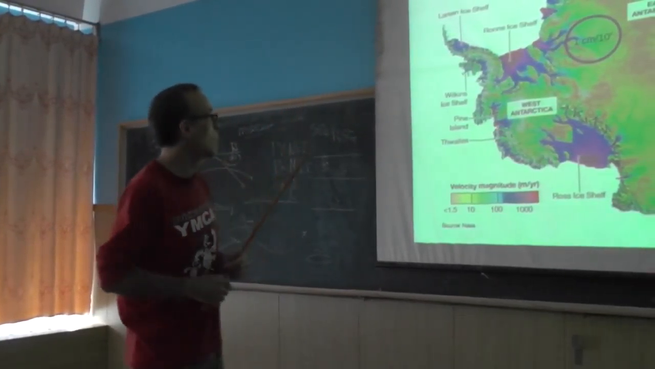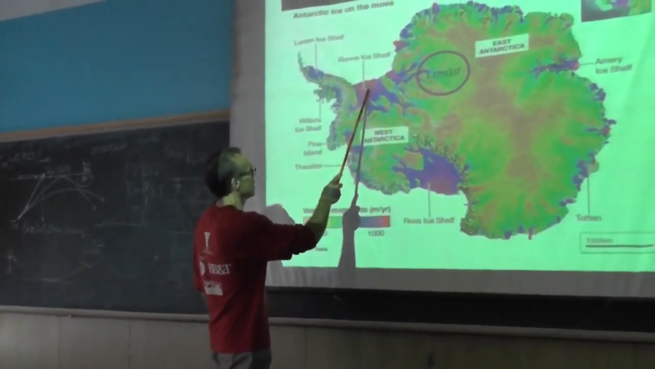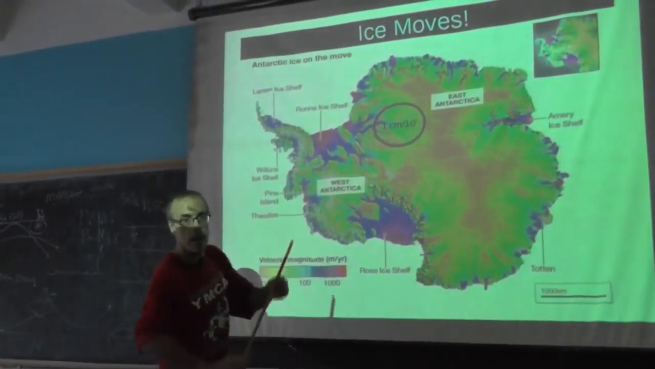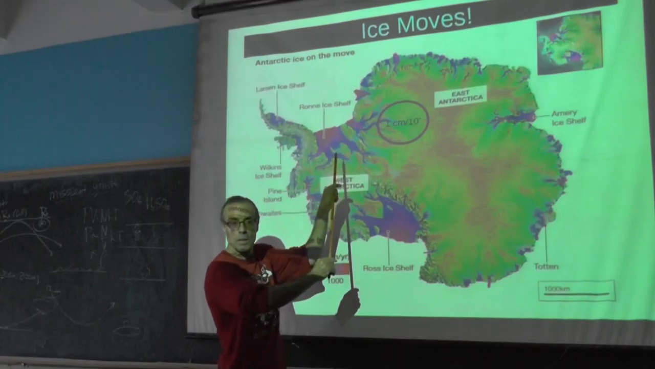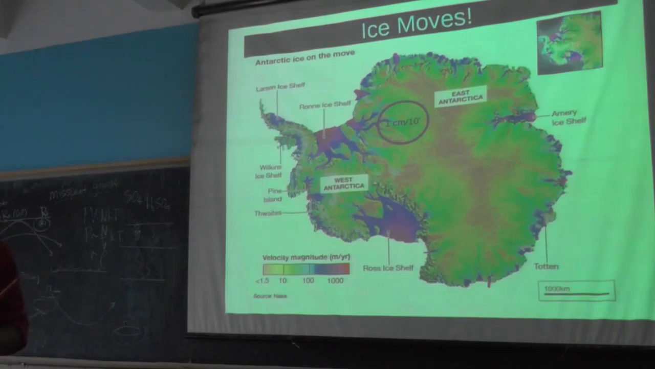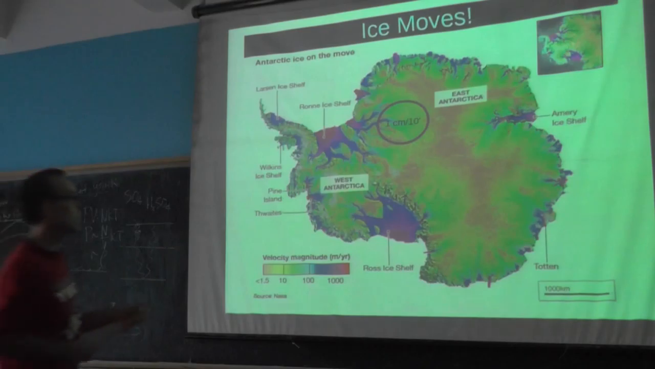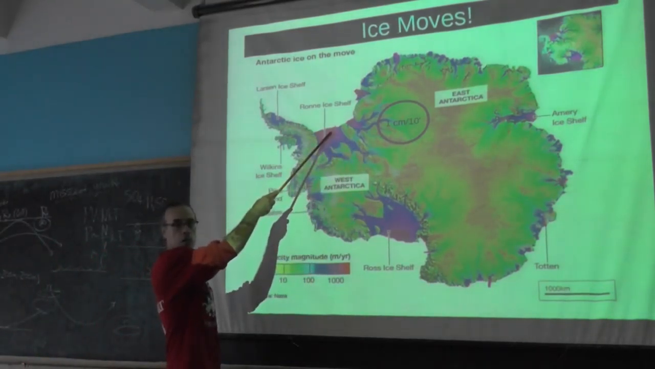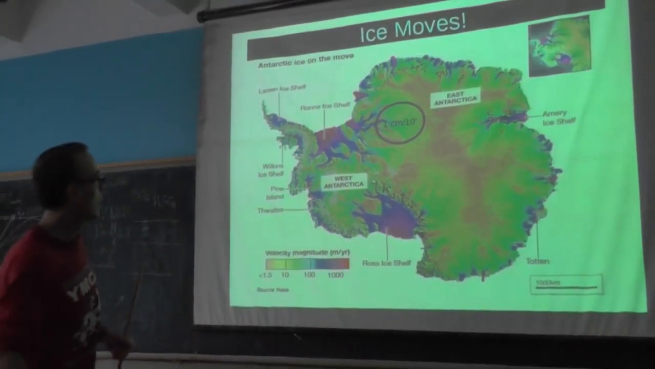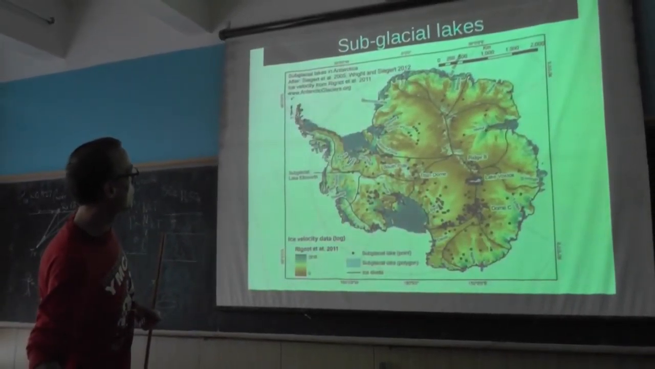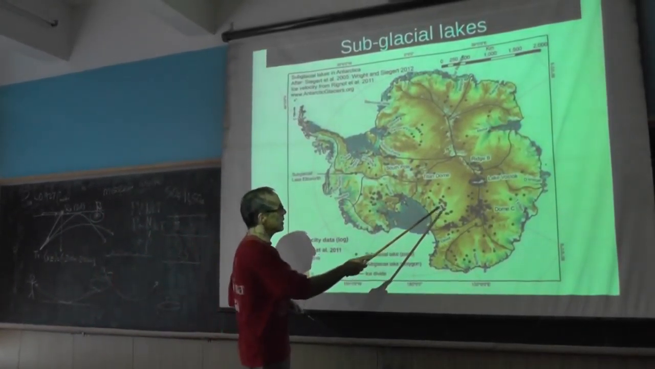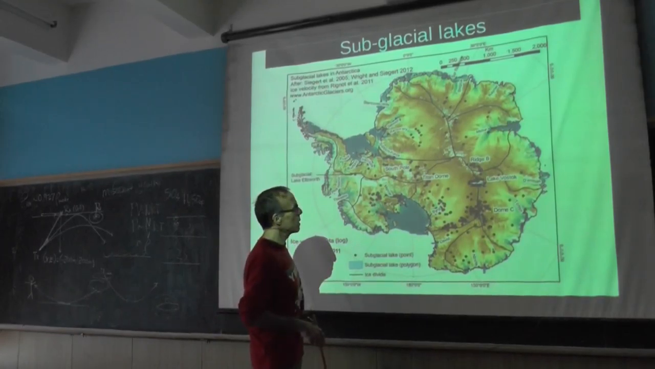There's a lot of concern, of course, that if you look over here in West Antarctica, particularly at the Ross Ice Shelf, there's a lot of outflow of the ice. And when you hear about the effect of global warming and the effect on the ice sheet, it's particularly because there's so much ice which is leaving and is not being replaced. Okay, so the ice itself is in motion.